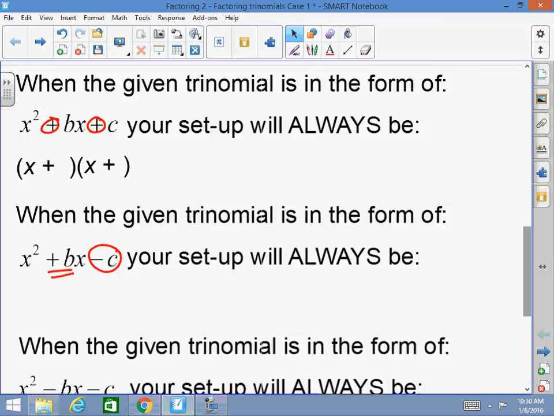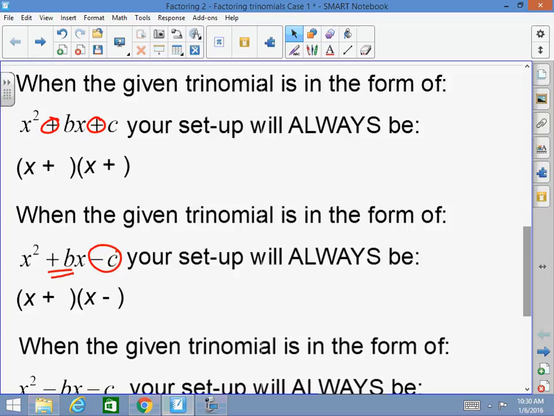So when you have a positive on the b and a negative on the c, then you have (x plus)(x minus). So you know one of them will be positive and one of them will be negative. Again, I don't want you to stress out and be like, oh my God, now I've got to memorize these patterns. No, please don't stress out. This should just be a guide to help you out. And you'll see that after you do a bunch of these, you'll start seeing it. And then before you know it, you'll look at this and go, oh, plus minus? Okay, yeah, I've got to put a plus minus.